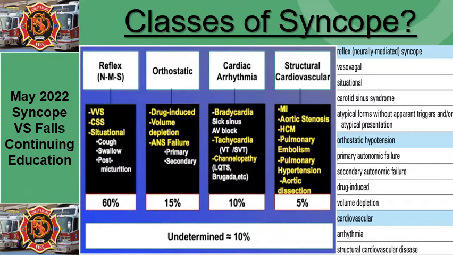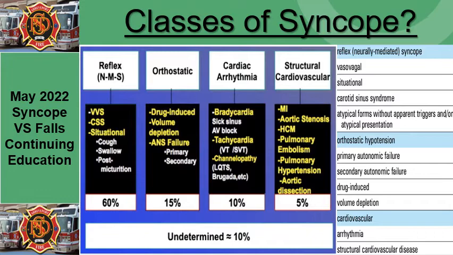Now, finally, structural and cardiovascular. With those structural cardiovascular issues, we have MIs, aortic stenosis, hypertrophic cardiomyopathy, PE or clots in the lung, pulmonary hypertension where the lungs just do not have the ability to permit gas exchange and blood exchange appropriately, and then aortic dissection, all of which, for the most part, are emergencies. And if we're here, then this is really the column that we as pre-hospital providers need to be most concerned about, specifically heart attacks.